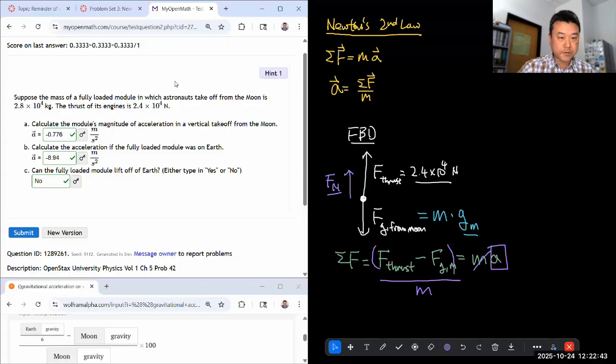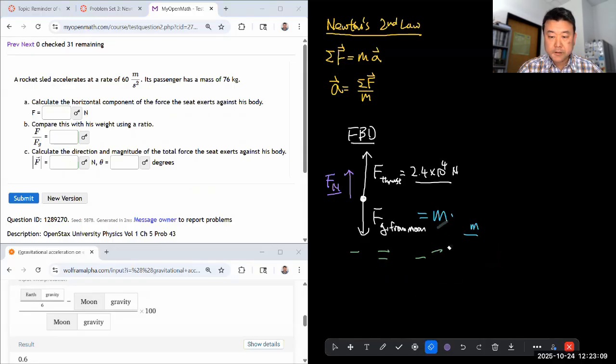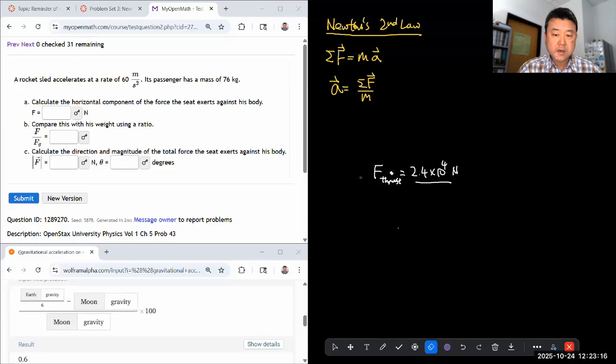All right, let's go to the next question. That took longer than it should have. Okay, it says a rocket sled accelerates at a rate of some acceleration, passengers some mass, calculate the horizontal component of force that the sled exerts on its body. Oh, so let me just erase this so it's not confusing to people. I think I can just use Newton's second law directly, because the way the question is stated, the force from the seat is going to be the net force. So I can just do mass times acceleration.